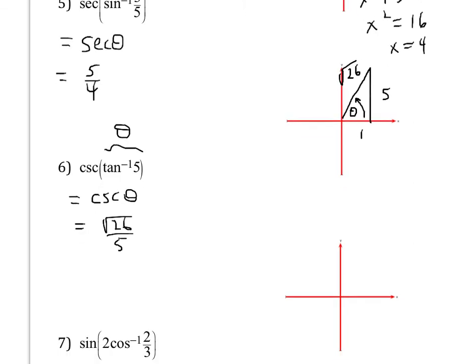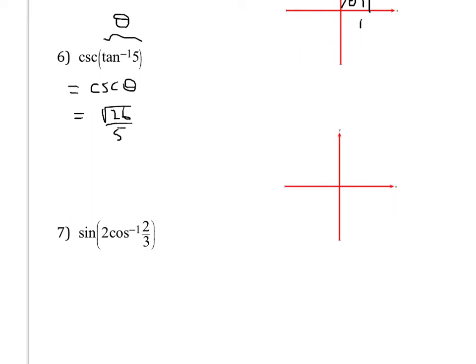Okay, let's keep on going. How about this one? This is kind of sneaky. This is the sine of 2 times the inverse cosine of 2/3. Okay, let's think of this as 2 theta here. Let's first find out what theta is. Theta is the angle whose cosine is 2/3.